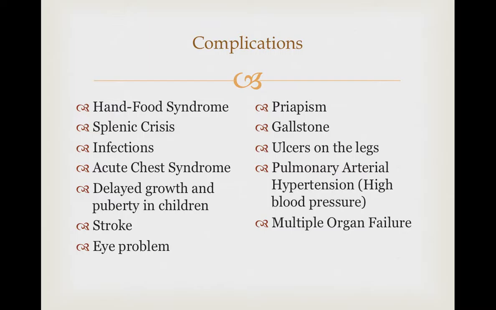Pulmonary arterial hypertension. This is high blood pressure. Damage to small blood vessels in the lungs makes it hard for the heart to pump blood through the lungs. This causes blood pressure in the lungs to increase. The condition is called pulmonary arterial hypertension. Excessive shortness of breath is an important symptom linked to this problem. Multiple organ failure is rare but serious.